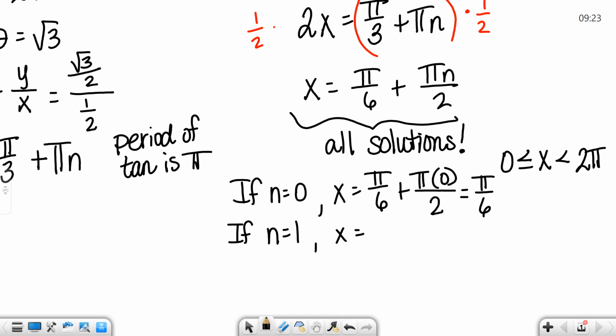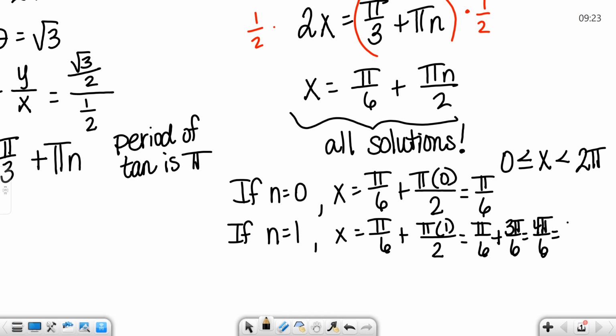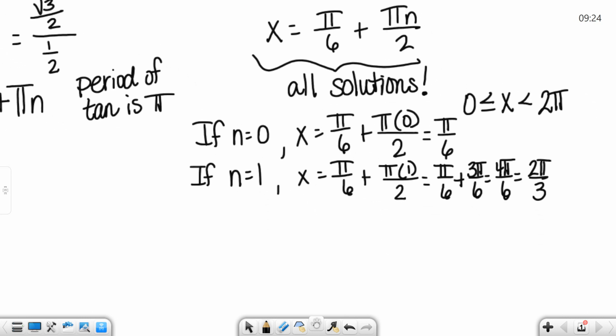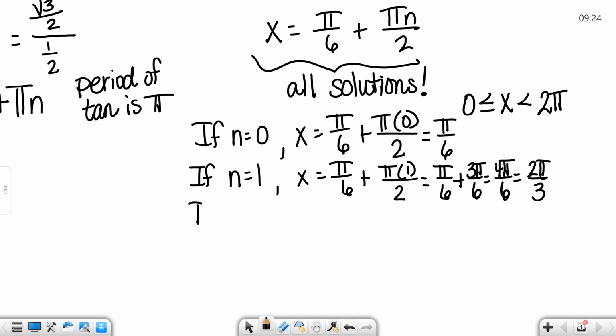Okay, if n is 1, go through all the steps again. All right, now I have to get a common denominator in order to add these. And so this would become 3 pi over 6. So I get 4 pi over 6. Make sure your answers are always simplified. So that solution would be 2 pi over 3. That is still in the range of values that it asked for. Remember, we're solving for x.